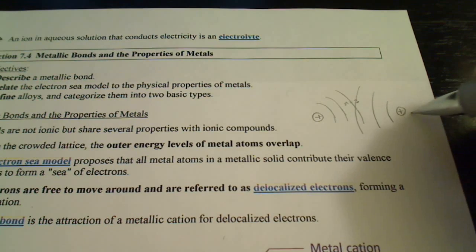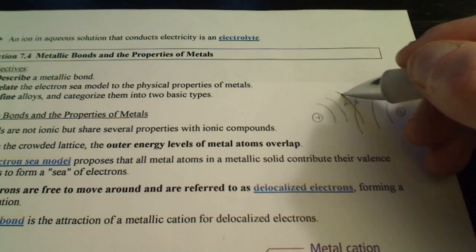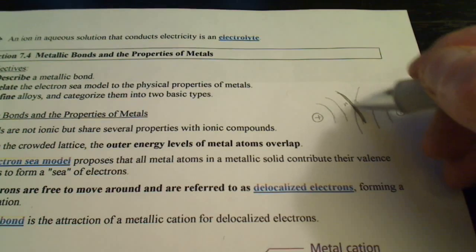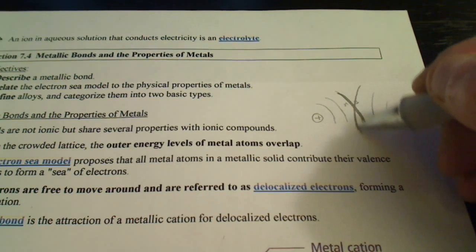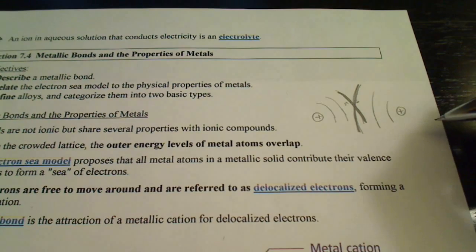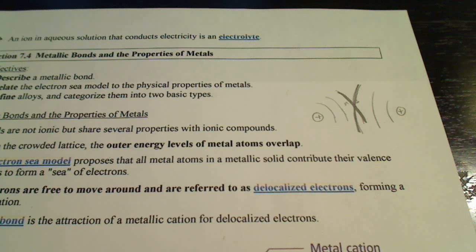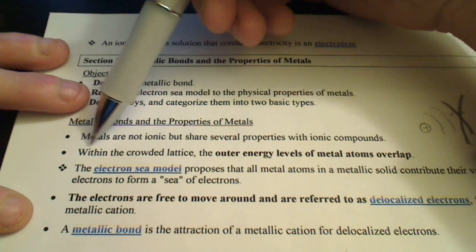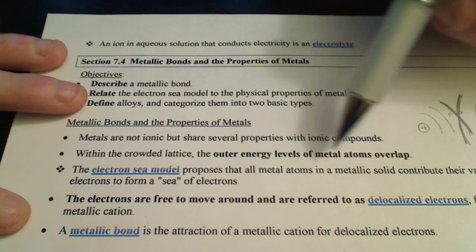So let's say this is another atom here. So here's two different atoms, atom 1, atom 2, and what happens is that the third energy level of 1, where the valence electrons lie, will overlap with the third valence energy level of another atom, where their valence electrons lie. So that's basically what it's saying here. Within the crowded lattice, the outer energy levels of metals overlap.